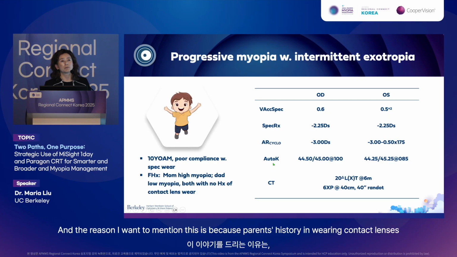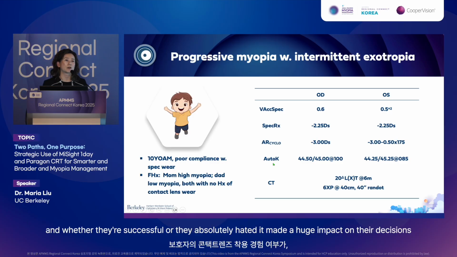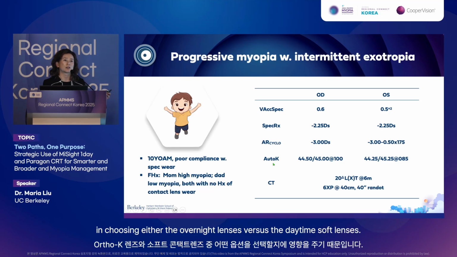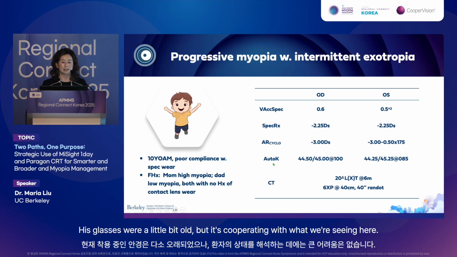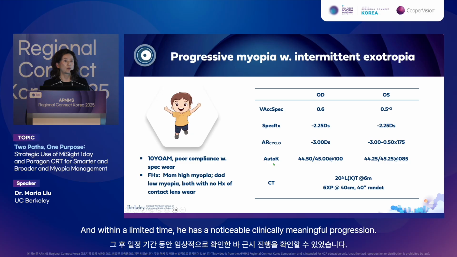And the reason I want to mention this is because parents' history in wearing contact lenses, and whether they're successful or they absolutely hated it, made a huge impact on their decisions in choosing either the overnight lenses versus the daytime soft lenses. So the boy came in with reduced vision because of his fast progression. His glasses were a little bit old, but it's corroborating with what we're seeing here. Even within a limited time, he has a noticeable, clinically meaningful progression.